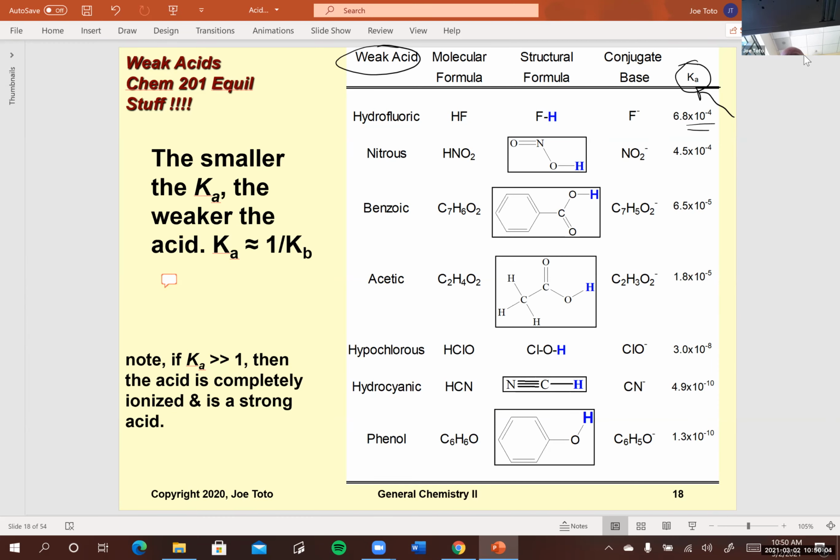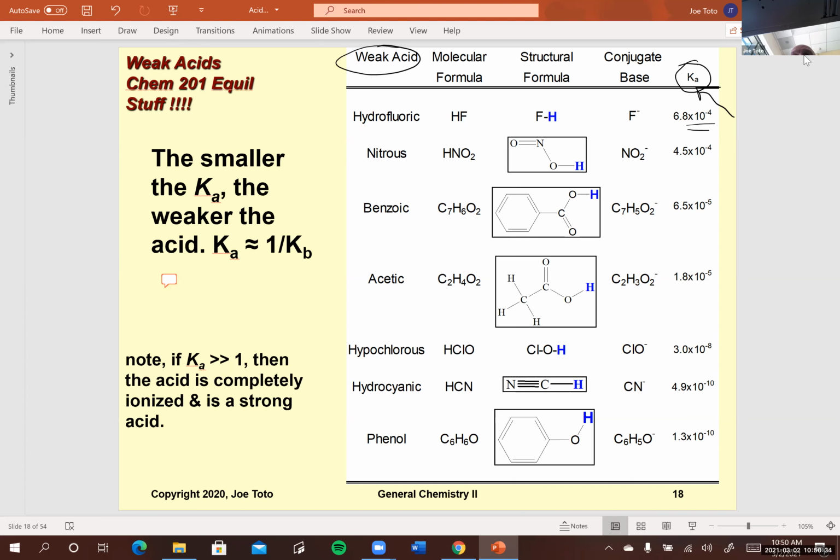All right, what's another nice thing about this slide is that it shows you which of the protons are going to be lost, which are the acidic protons. So for HF, there's only one. That's a no-brainer. Nitrous, there's only one. But then you get the benzoic acid. There's 6 hydrogens on there, but only one is acidic, and it tells you which one is acidic.